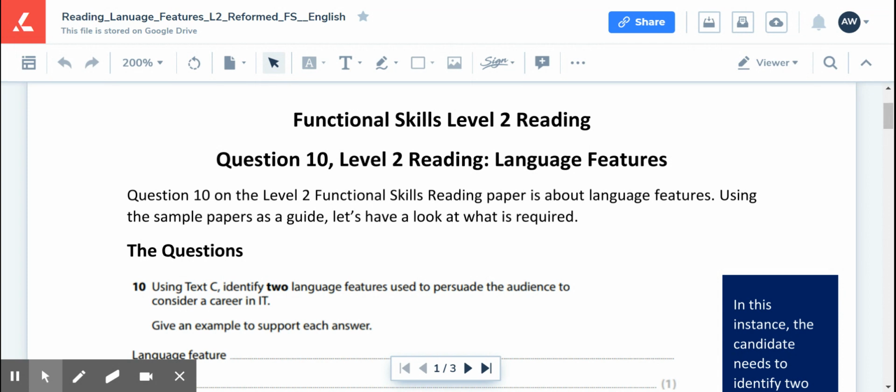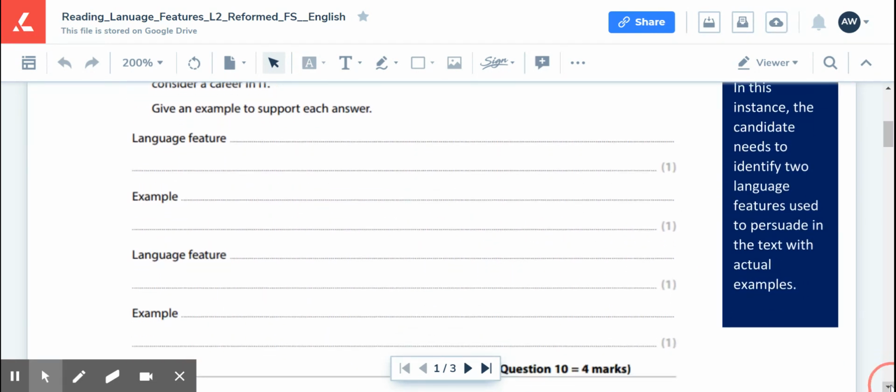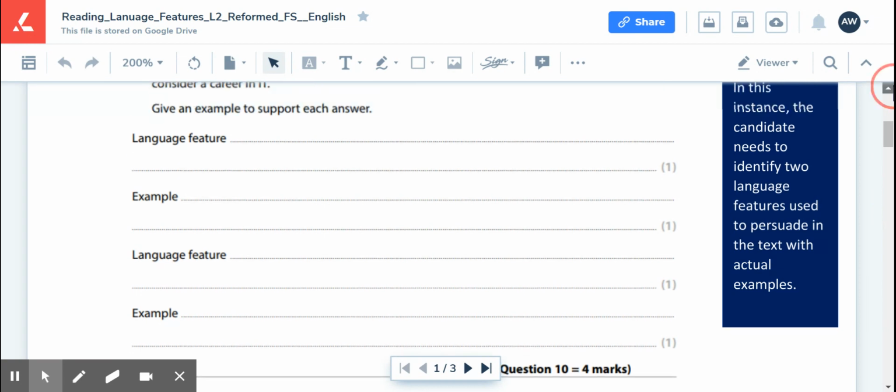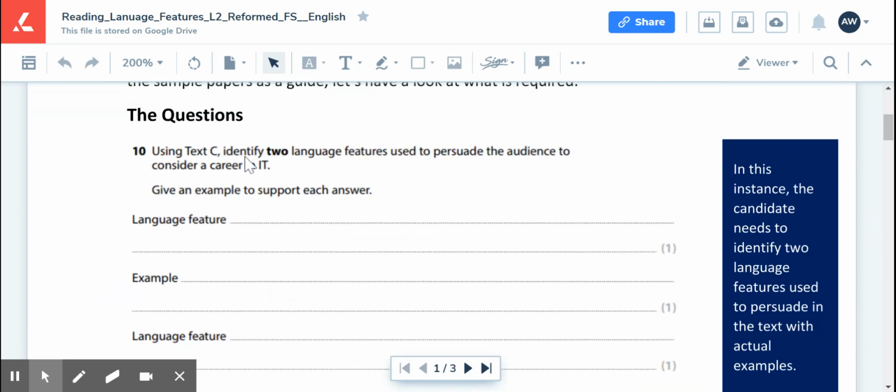I'm going to take you through the language features question on the Level 2 reading paper. It's an important question. It's worth a total of 4 marks. So you need to know exactly what is required. Okay, so if we look at this example, using Text C, identify 2 language features used to persuade the audience to consider a career in IT.